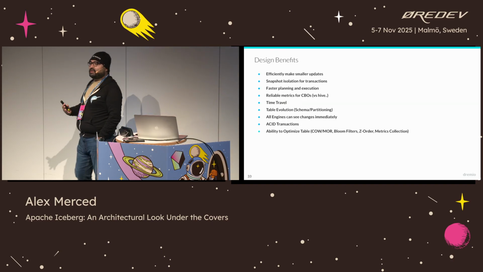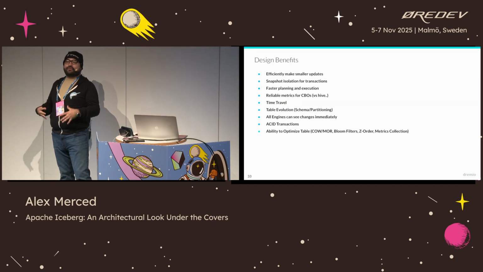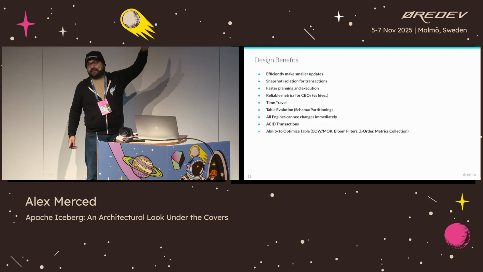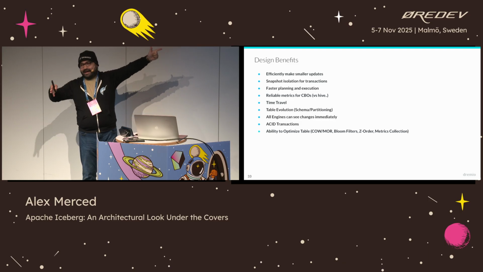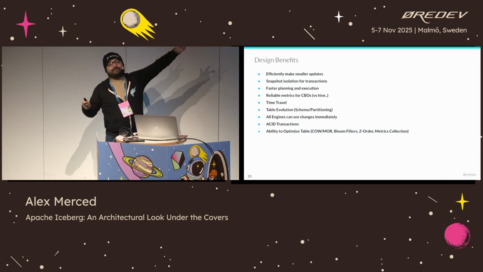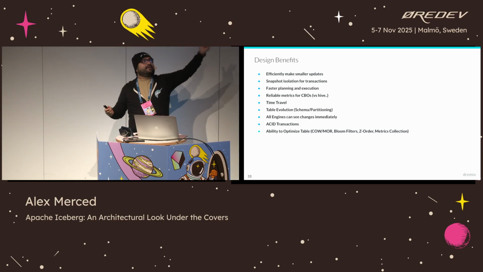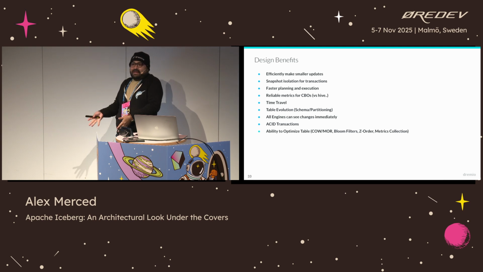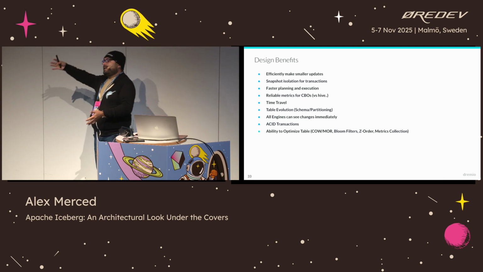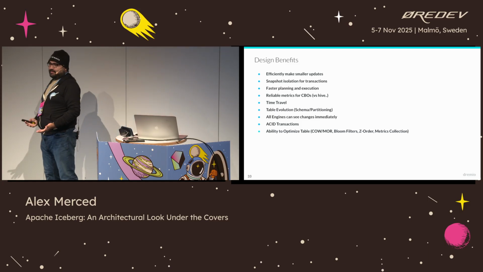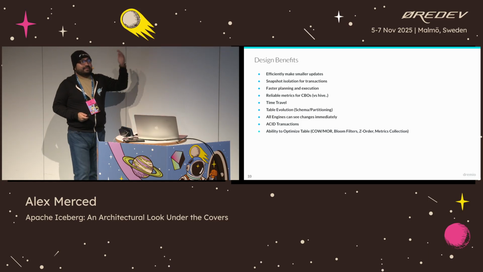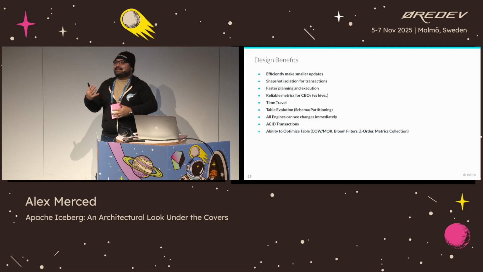So overall, you get a bunch of benefits when you're using Iceberg for your analytical data. You can make smaller updates. You get snapshot isolation, so you can do that time travel because you have each individual snapshot. You have faster planning and execution. You're going to have reliable metrics because the metrics are in the metadata. Instead of having to separately generate statistics on your table, you're generating statistics every time you actually update the table. You can time travel. You can actually update the schema.